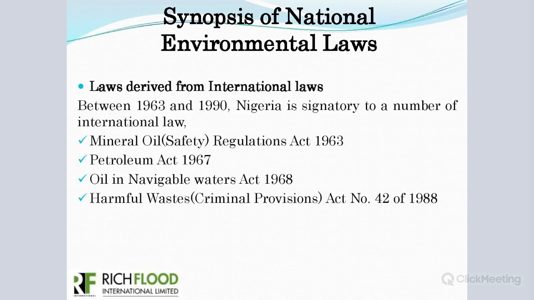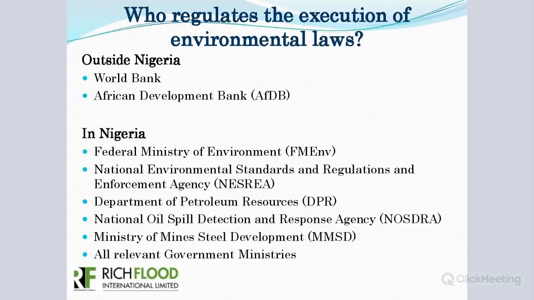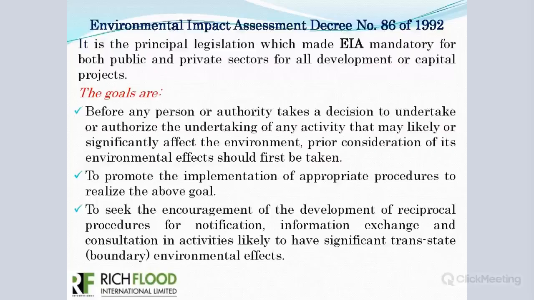Having said that, we are going to look at those responsible for regulating the environmental laws and guidelines. Who are those responsible? Outside Nigeria, we have the World Bank and the African Development Bank. Then within our country, Nigeria, we have the Federal Ministry of Environment, the National Environmental Standards and Regulations Enforcement Agency, NESREA, the Department of Petroleum Resources, DPR, NOSDRA, MMSD, and other relevant government ministries.